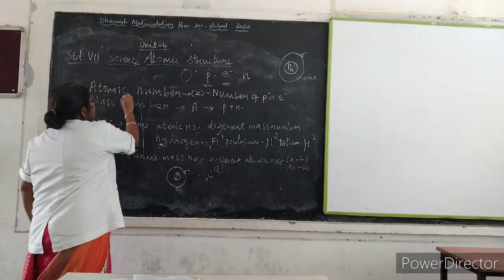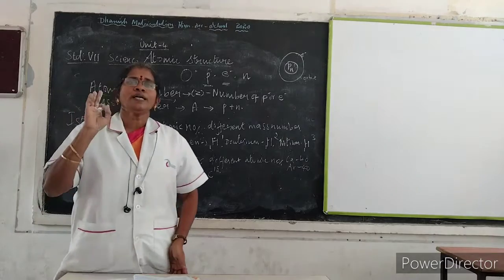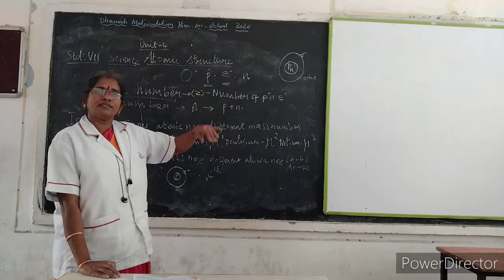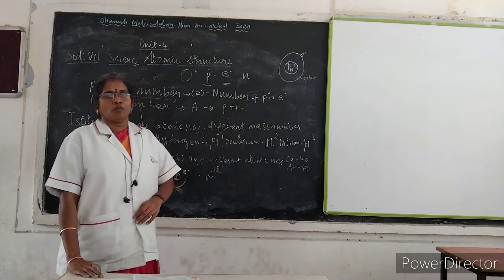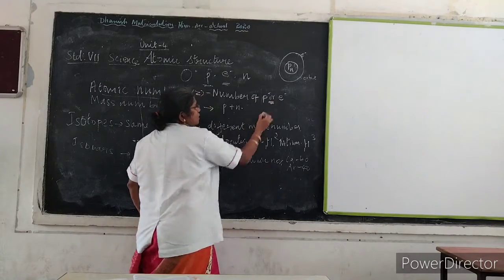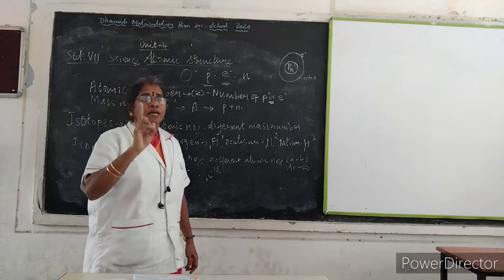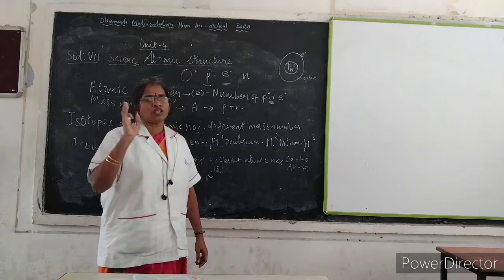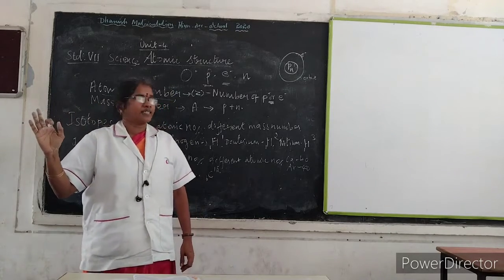So atomic number means the number of protons present in an atom. In other words, we can say the number of electrons present in an atom. Why can we say so? Because any atom will have the same number of protons and electrons. If it has 6 protons, it will have 6 electrons. 7 protons, 7 electrons, like that.